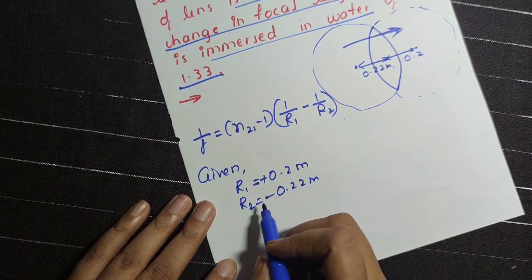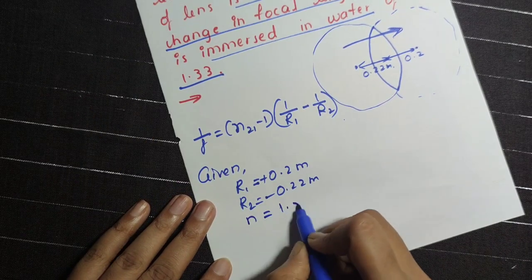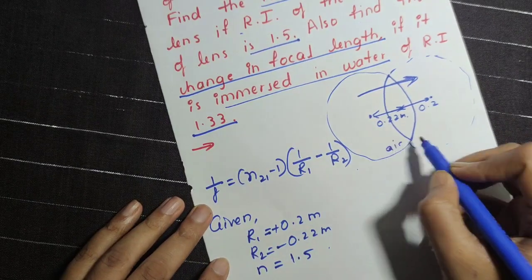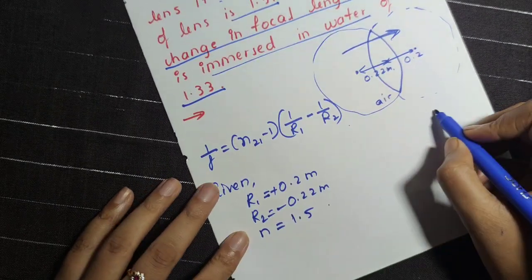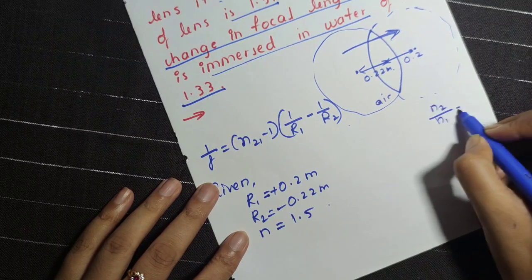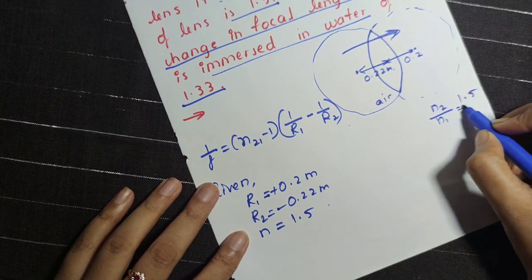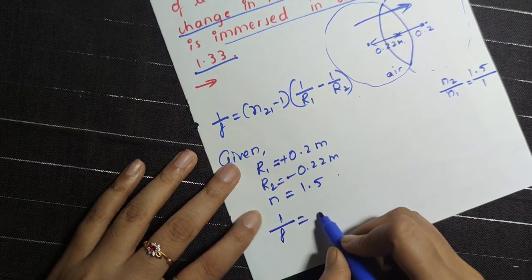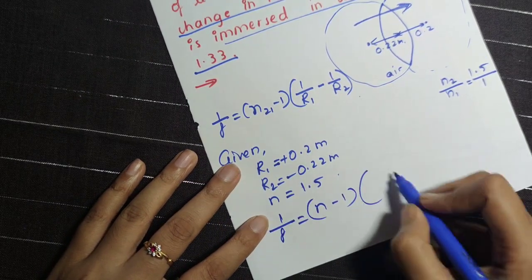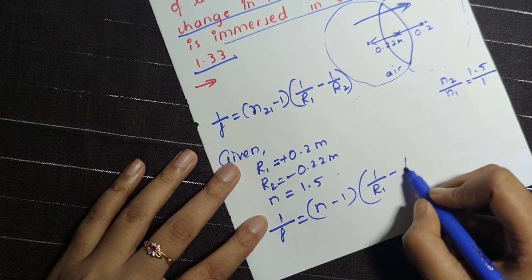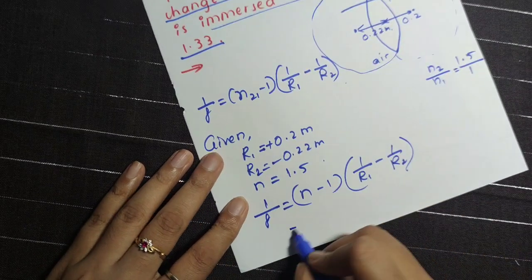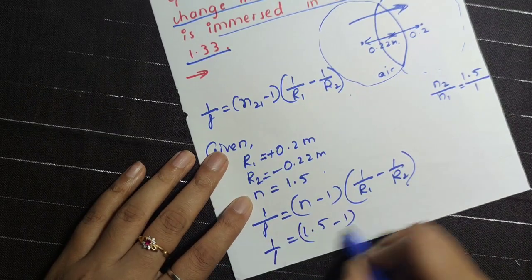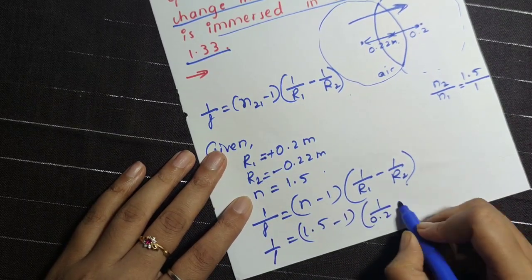The refractive index is given, that is n equal to 1.5. Now apply it in this equation. Another thing is that the surrounding is an air medium, so n2 by n1, that means n2 is 1.5 here and n1 is 1. So we can directly consider this equation as (n minus 1) into (1 by r1 minus 1 by r2).